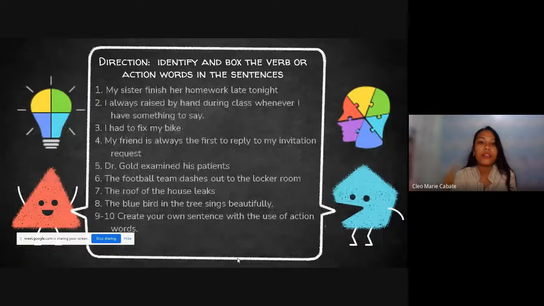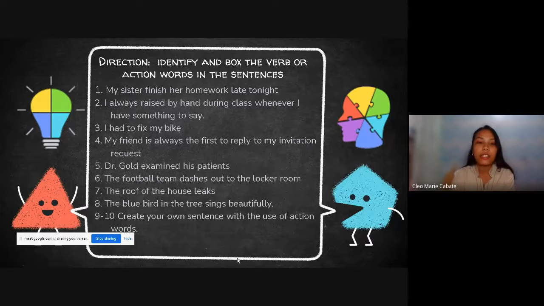Here, you are going to identify and box the verb or action words in the sentences. You can answer it on one whole sheet of paper. For numbers 9 and 10, you are going to create your own sentence with the use of an action word. Please start answering. Are you done? Okay, let's check your work.